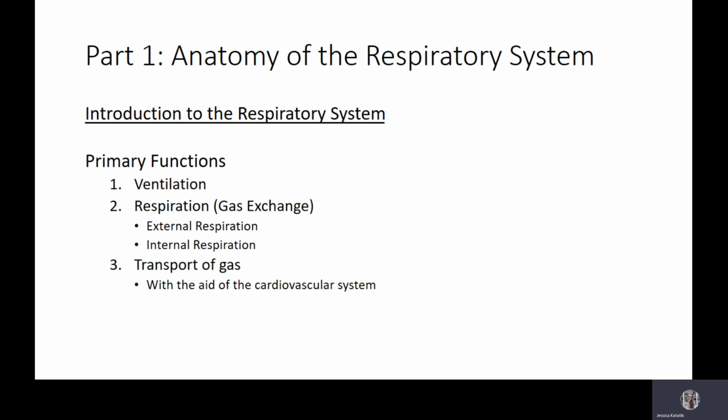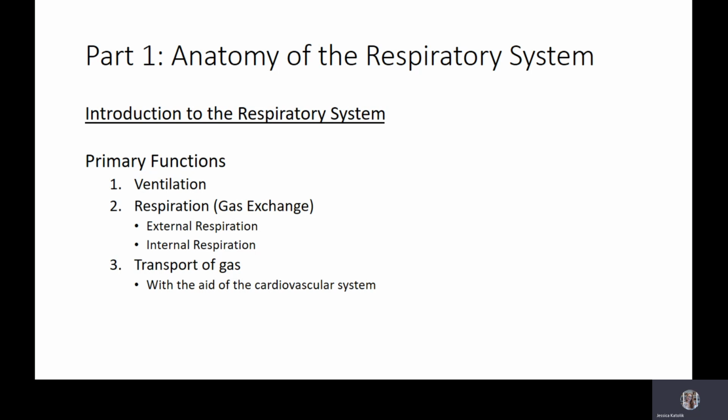There are two types of respiration: external respiration and internal respiration. External respiration is the exchange of gases between the lungs and the blood, so it's going to be within the respiratory system itself. Internal respiration, on the other hand, is going to be near the tissues. The circulatory system carries the oxygen to the tissues such as muscles, hepatic cells, all sorts of different cells of the body, and that's where that gas exchange will occur. So remember, external respiration is between the lungs and the blood, while internal respiration is the exchange of gases between the blood and the tissues.